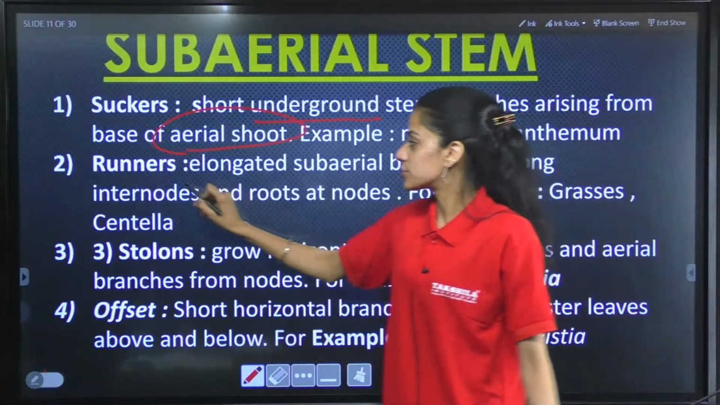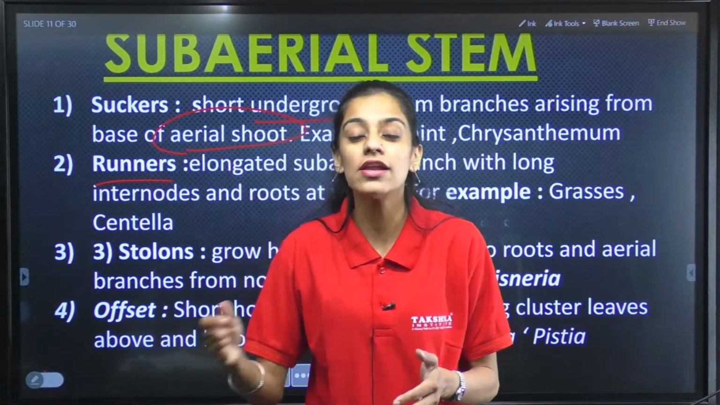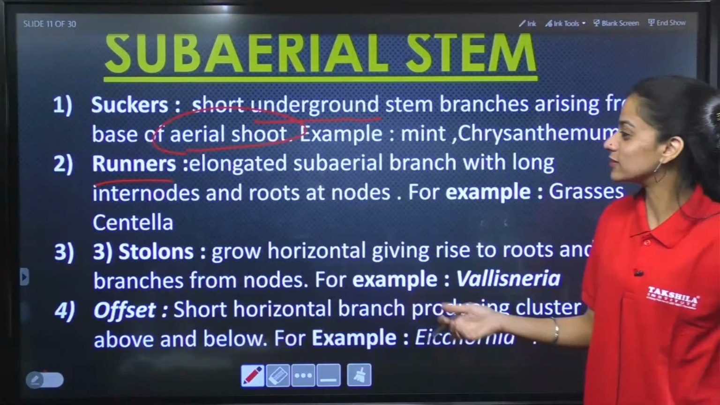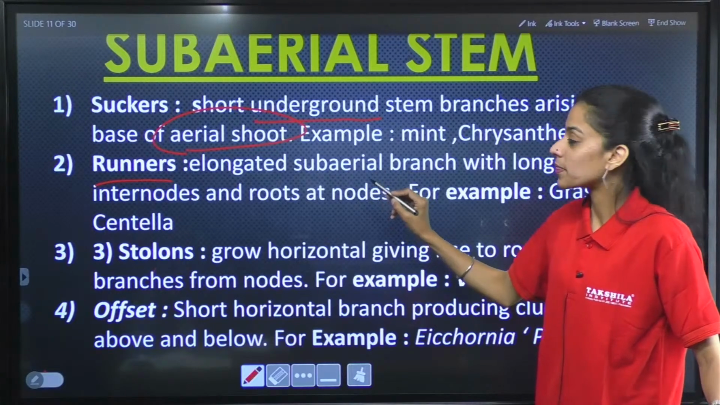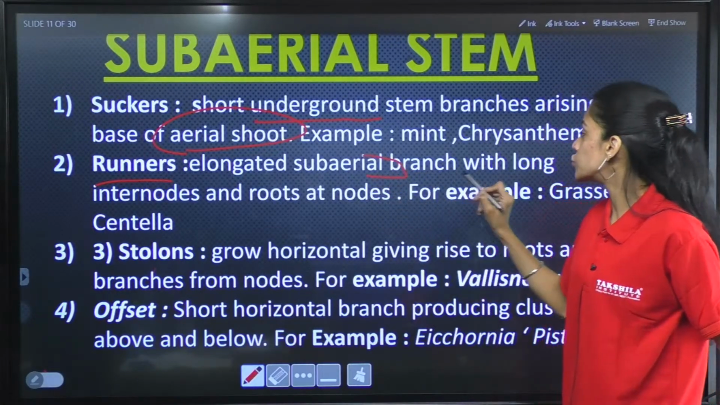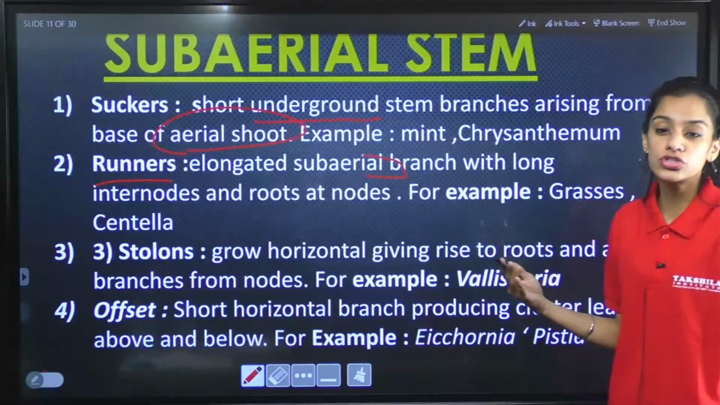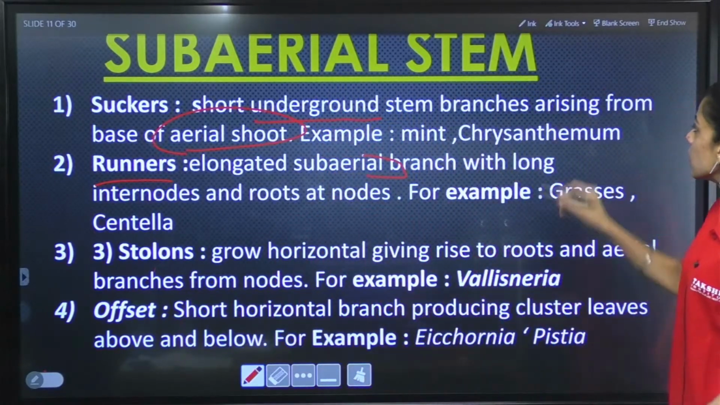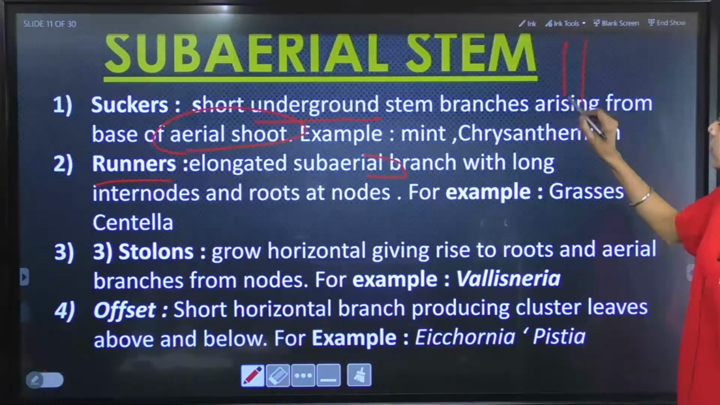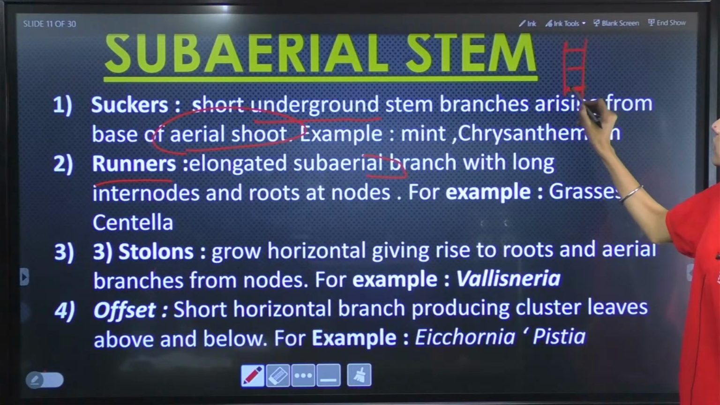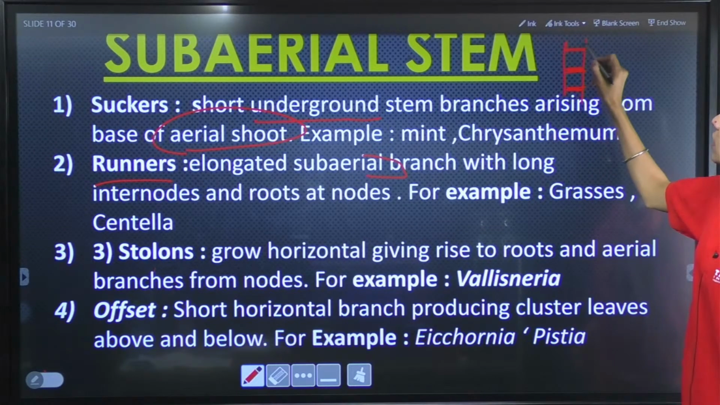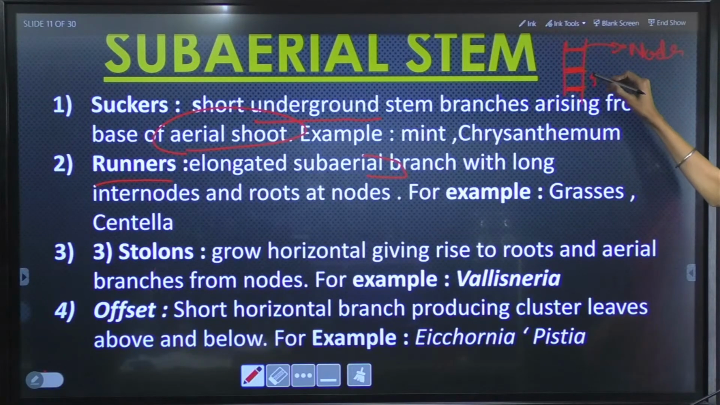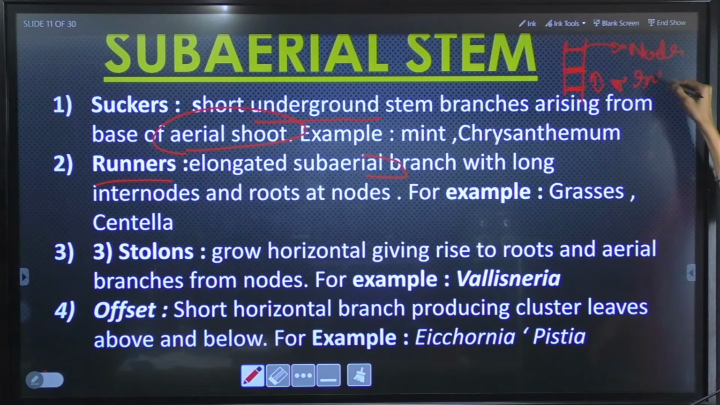Next is runners. A runner is somewhere related to the run-in plant, right? So that would be the runner on the marathon basis. It is the elongated subaerial branch with long internodes and roots at the node. Do you know what a node and an internode are? Let's suppose this is a stem. If it possesses these solid structures in between, they are referred to as your nodes. And the distance between two nodes, the distance that you could see, is referred to as your internode.